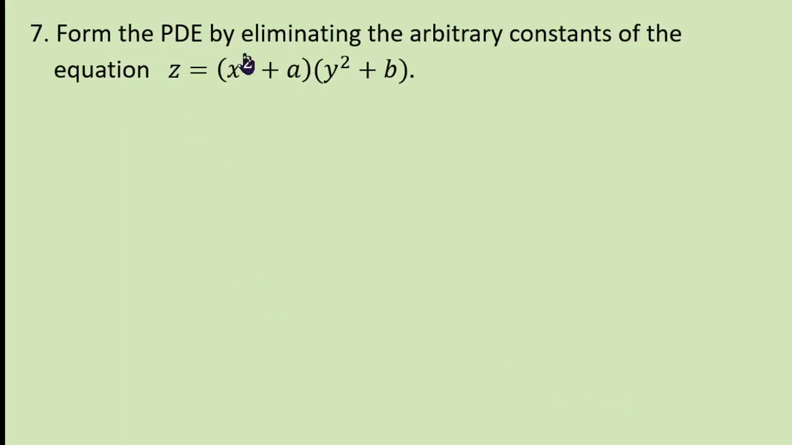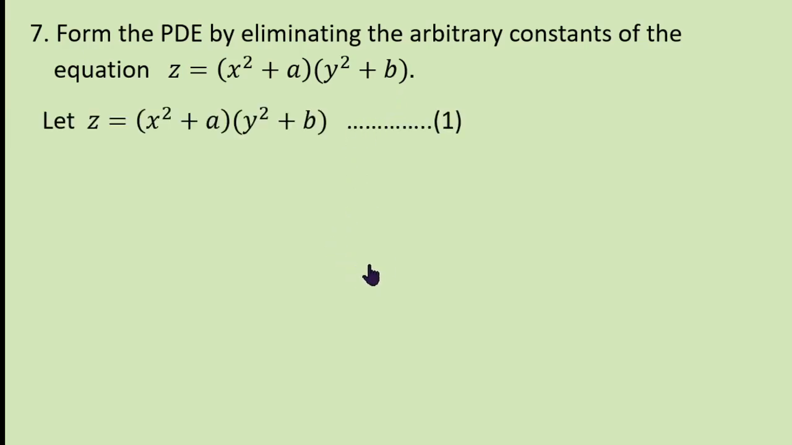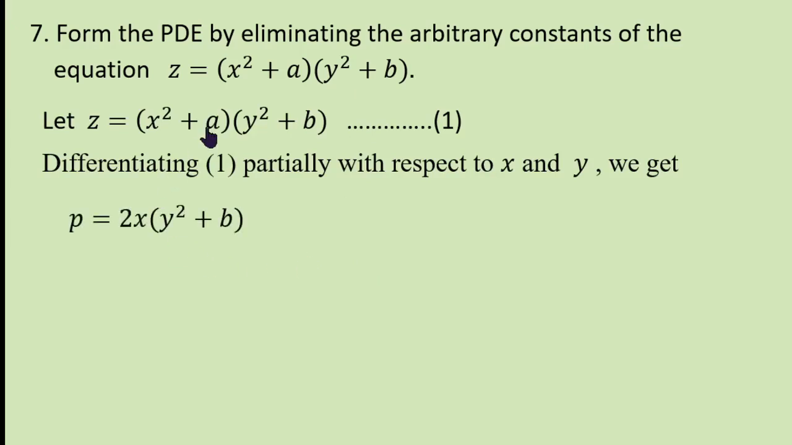Next question. Form the PDE by eliminating arbitrary constants of the equation z = (x² + a)(y² + b). When you differentiate partially with respect to x and y, ∂z/∂x is p: the derivative of x² + a is 2x, and y² + b is constant. So p = 2x(y² + b). Similarly, when you differentiate partially with respect to y, q: the derivative of y² + b is 2y, and x² + a is constant. Therefore q = 2y(x² + a).